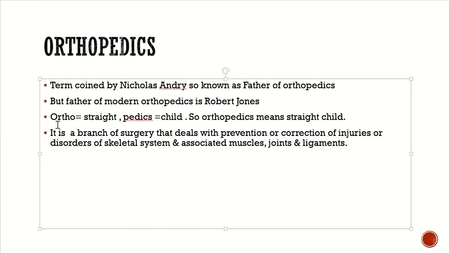The term ortho means straight and pedics means child. So orthopedics means straight child. Defining orthopedics, we can say it is a branch of surgery that deals with prevention or correction of injuries or disorders of the skeletal system and associated muscles, joints, and ligaments. So it's a branch of surgery that deals not only with the skeletal system but also with associated muscles, joints, and ligaments.